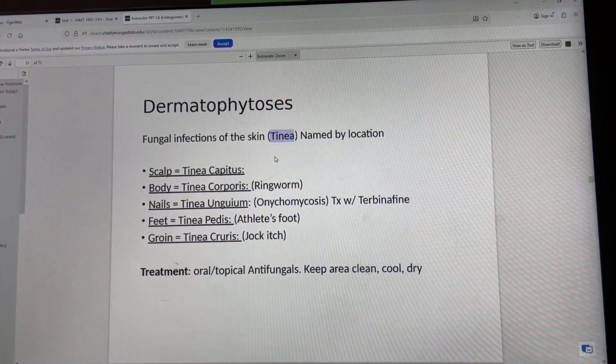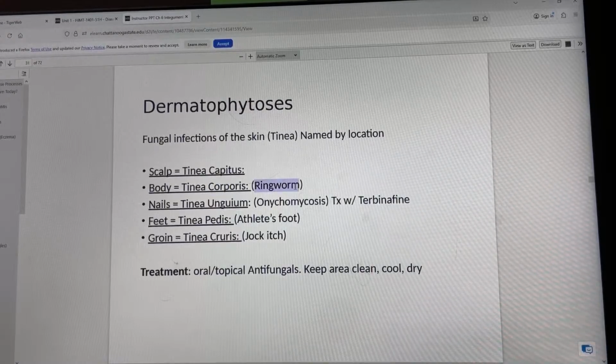If you have the fungal infection on your scalp, it's called tinea capitis, which is easy to remember because where do you wear caps? On your head. On your body, it's called tinea corporis. Think of the words corpse and corporeal, they always mean the body, right?